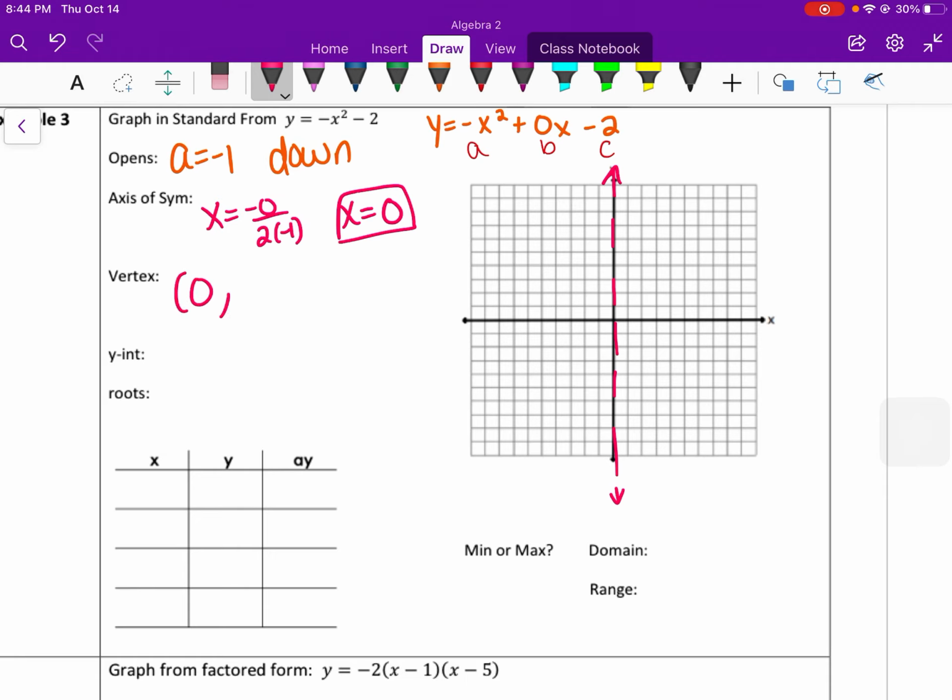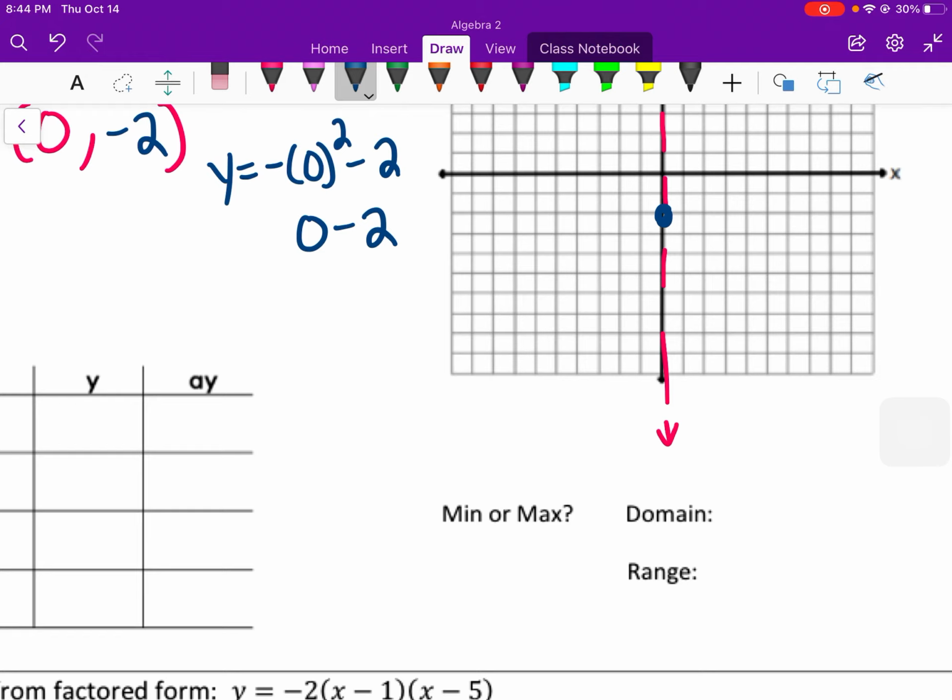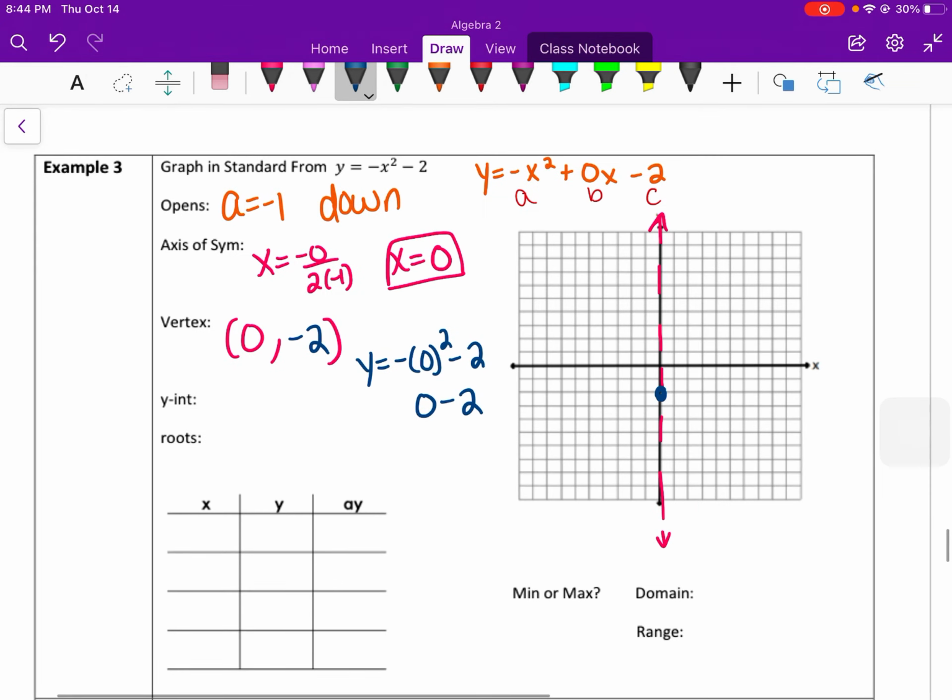Plugging that back in to get the vertex, it's going to plug into y equals negative, and then 0 squared minus 2. -0 squared is 0, minus 2 is -2. So my vertex is at 0, -2. My y-intercept is the c value, which again is 0, -2. So in this one, my vertex and my y-intercept are the same.